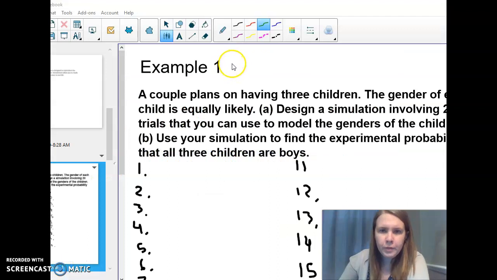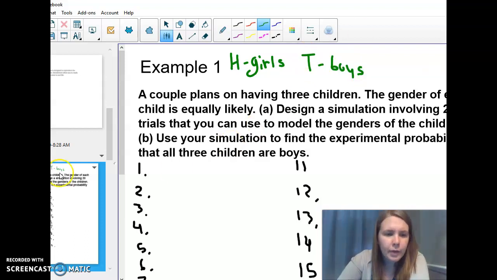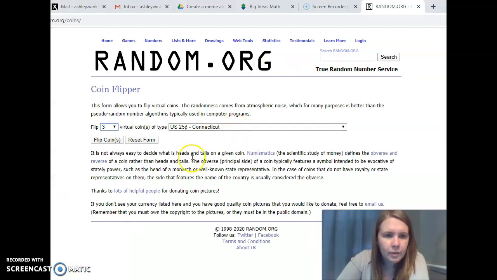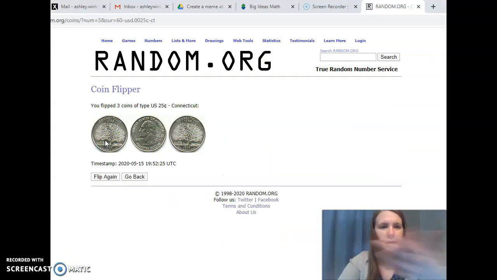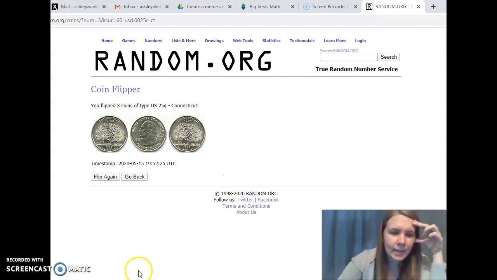So I'm going to go with the fact, and we can pick either one, but I'm going to just say that heads are going to be girls and tails are going to be boys in this simulation, okay? So let's go back then to our random thing. Let's flip our coins. All right, so our first one, we've got tails, heads, tails.